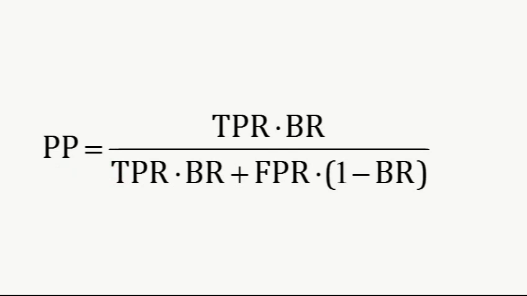probability, that is the probability of the hypothesis in the light of the evidence. TPR is the true positive rate, i.e. the probability of the evidence if the hypothesis is true. FPR is the false positive rate, the probability of the evidence if the hypothesis is false. And BR is the base rate or prior probability of the hypothesis.